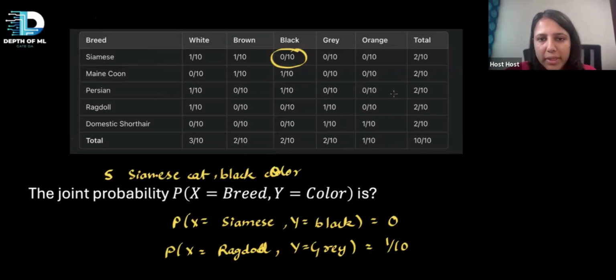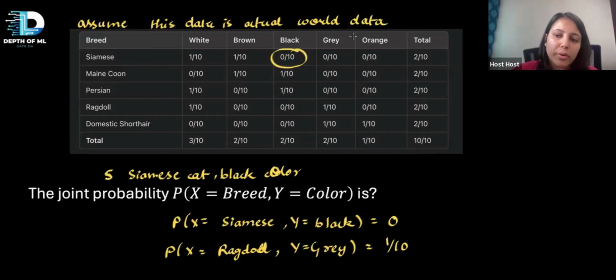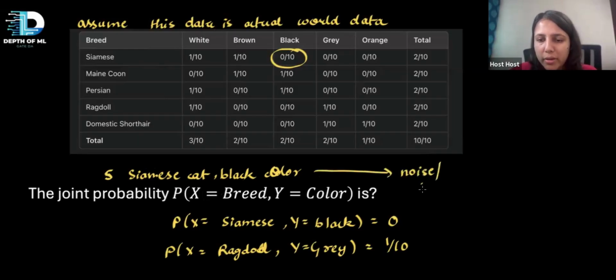Right? And assuming that this data is actually world data. Actual world data. So whatever joint probability that you're calculating is actually very close to the original distribution. And suppose you see 5 samples of, like later, whenever you're doing something, you see these 5 Siamese cats with black color, right? So you will immediately know that this is some noise or outlier, right?